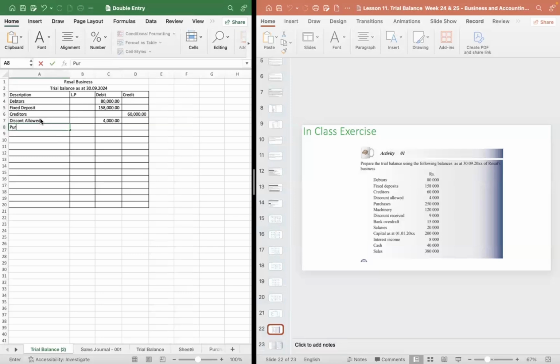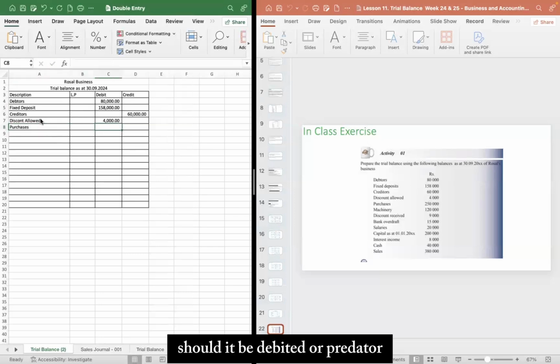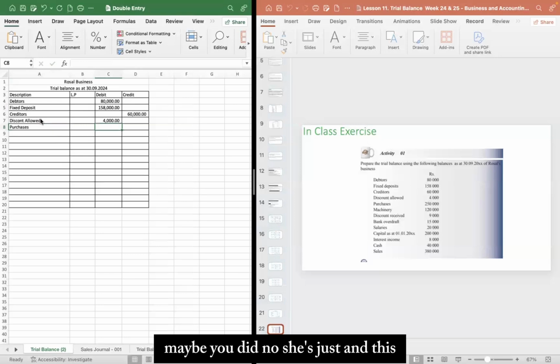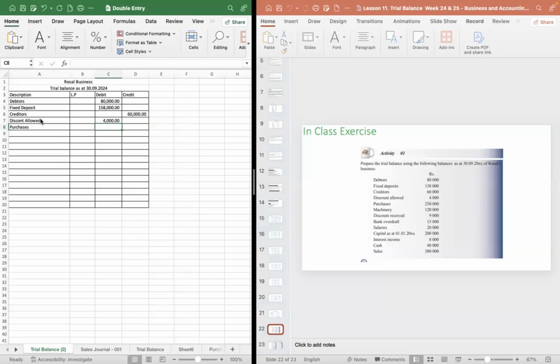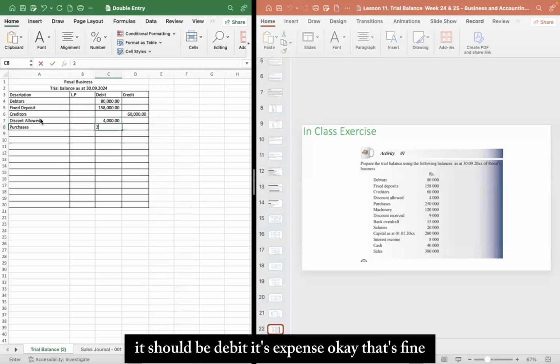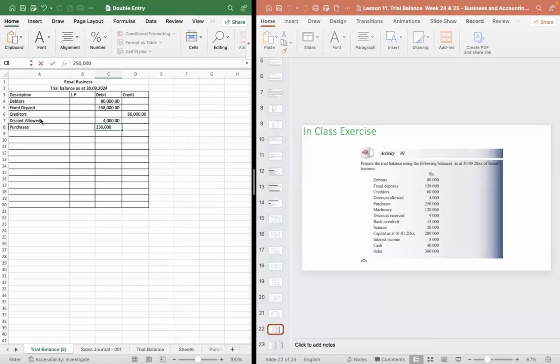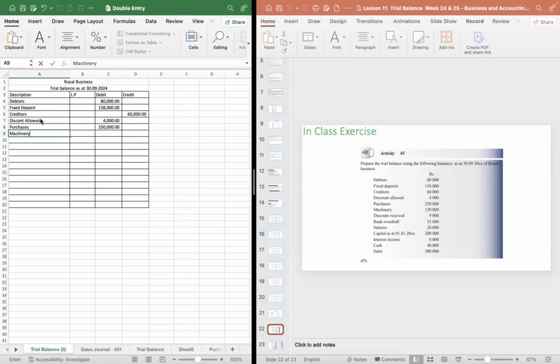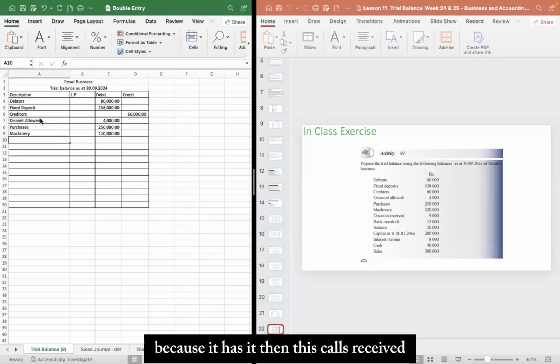Then purchases. Should it be debited or credited? Purchases are debited. It's an expense. Okay, that's correct. Then machinery. Should it be debited or credited? Debited, 20,000, because it's an asset.